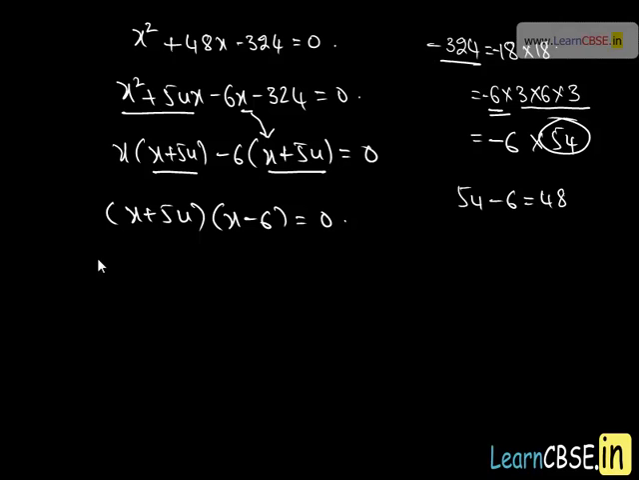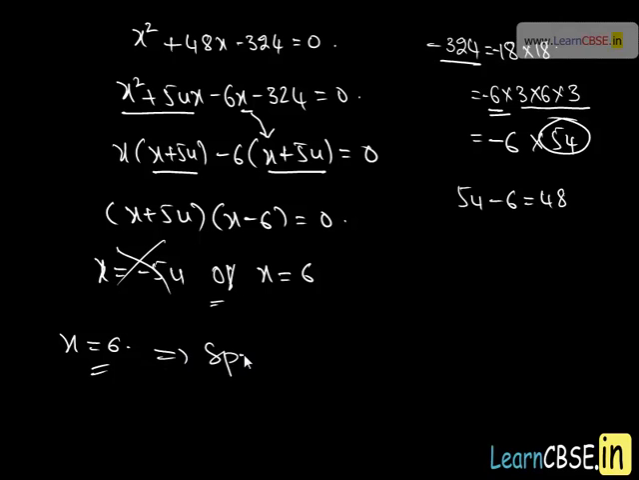To find the value of x, we have to equate these expressions to 0. By equating, we get x is negative 54 or x is 6. Speed of the boat is not negative, so we cancel this negative value and we take x is 6. What we assumed in the problem is x is the speed of the stream. Therefore, we have the speed of stream, which is x kilometers per hour, and it is 6 kilometers per hour. This completes our solution.